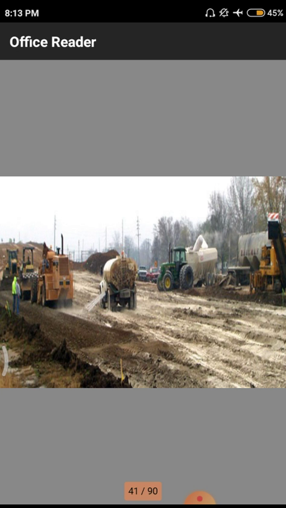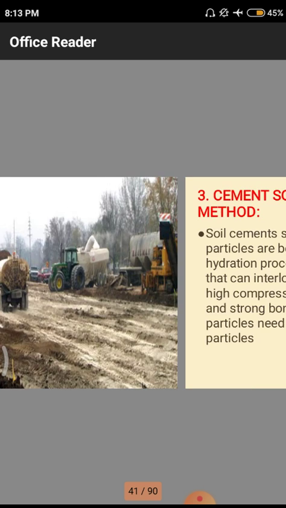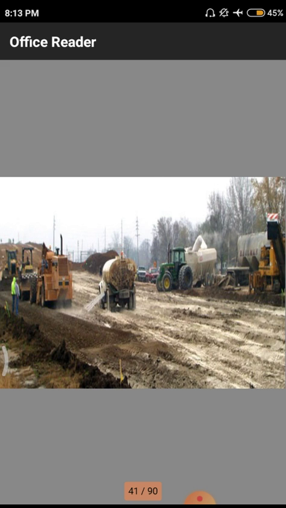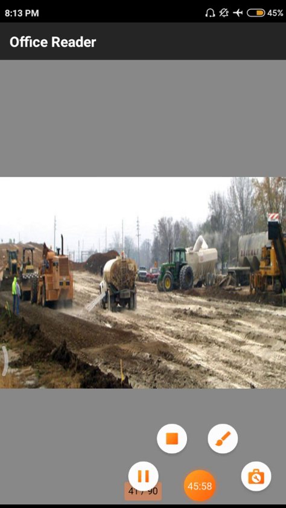Here also they are spreading water along with the lime, so that there may be some penetration of lime into the surrounding layers. They will get the strength and bond as well. Okay, up to this we have completed the stabilization of soil with lime.